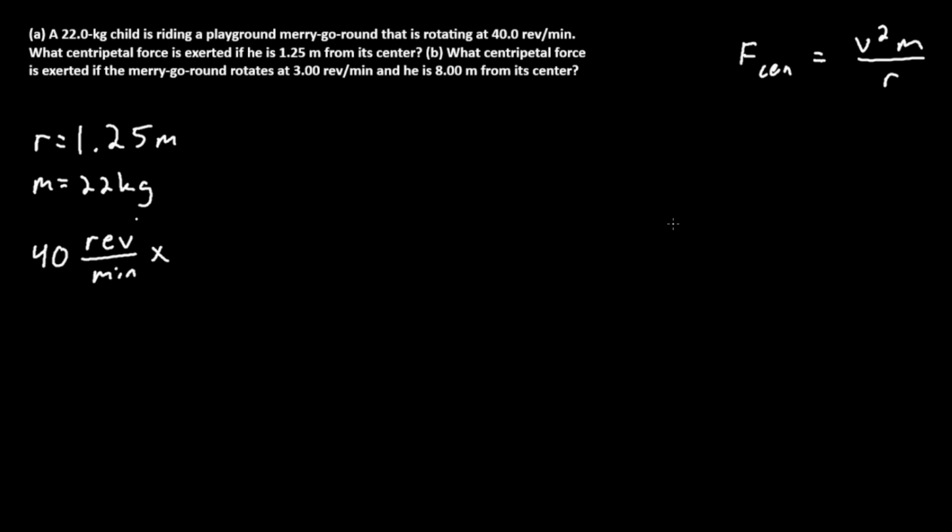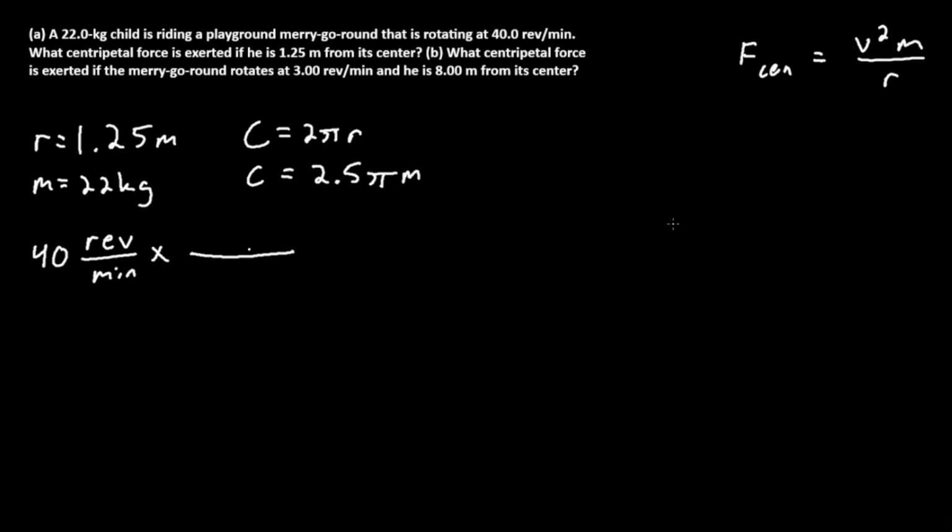So in order to do some unit conversion, I need to calculate the circumference of my merry-go-round first, or the circumference of the child's path. And the circumference of this child's path is just 2 pi times the radius. So the circumference in total is equal to 2.5 pi meters. This is the circumference. So the circumference is 2.5 pi meters. That's the distance for one revolution.